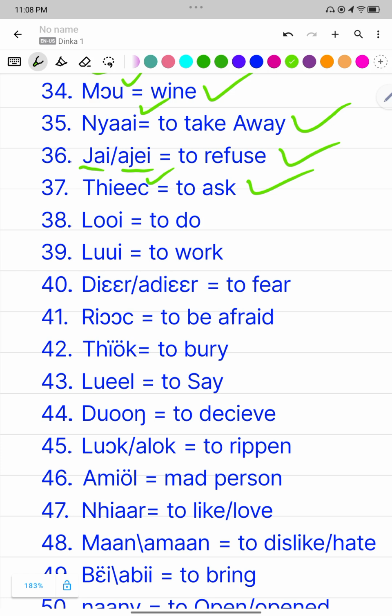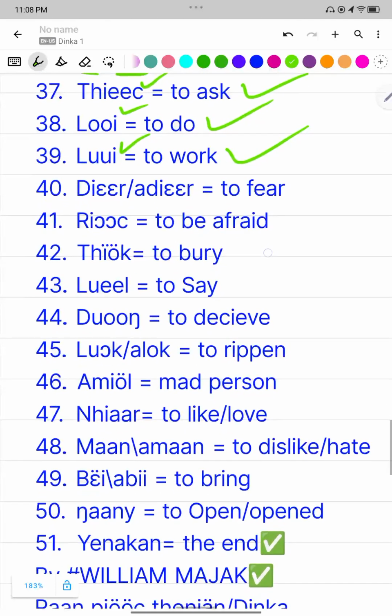Number 38. Loy. Loy means to do, to do something. Loy, do it. Number 39. Lui. Lui means to work. You are working. Lui, to work.